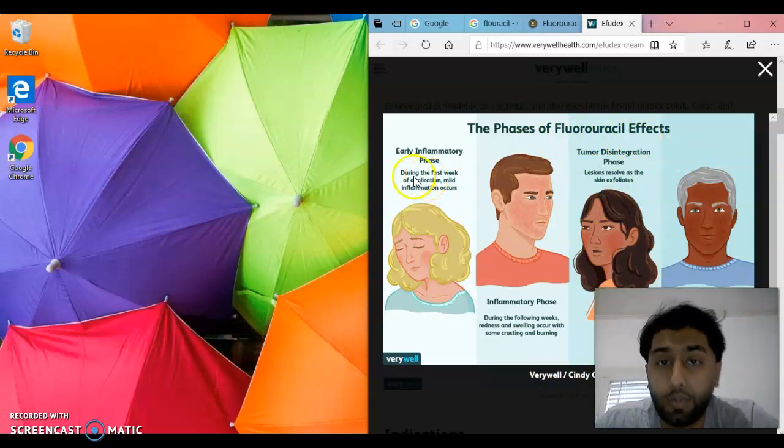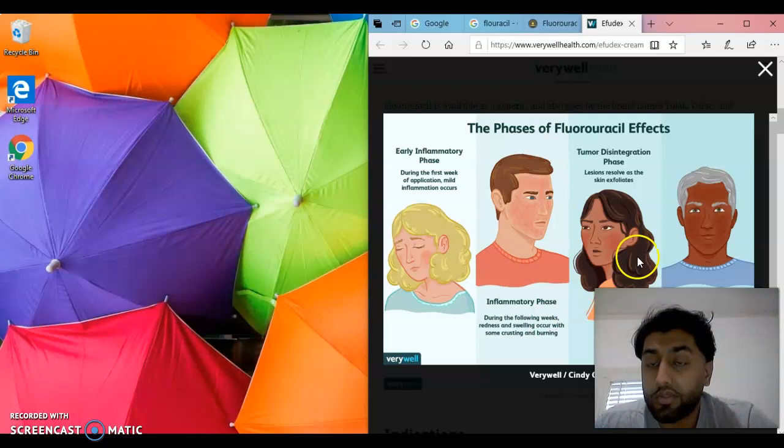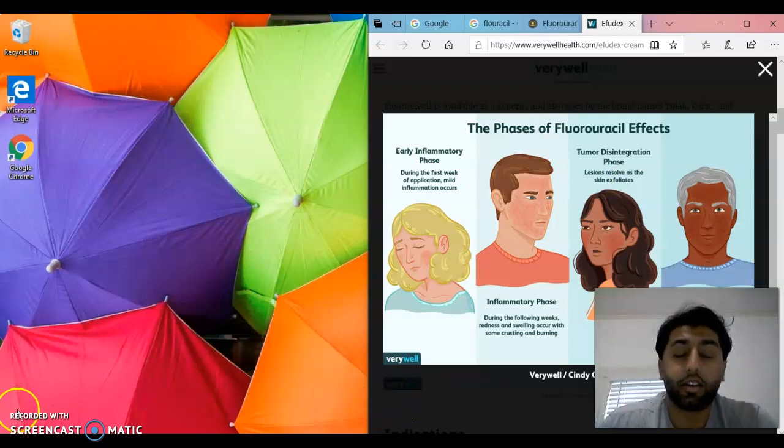During the first week of application, mild inflammation occurs, as you can see. The second stage is the inflammatory phase, followed by weeks of redness and swelling, such as burning and crusting. The third is the tumor disintegration phase, where lesions resolve as the skin exfoliates. The last is the healing phase, where over one to two weeks new skin grows into the treated area. Okay, thank you.